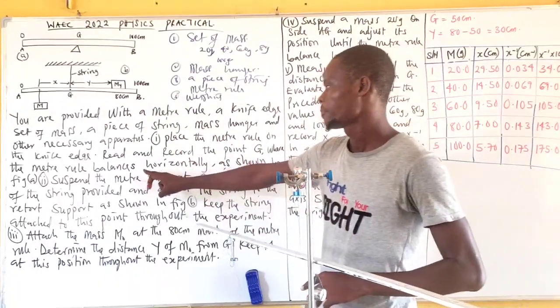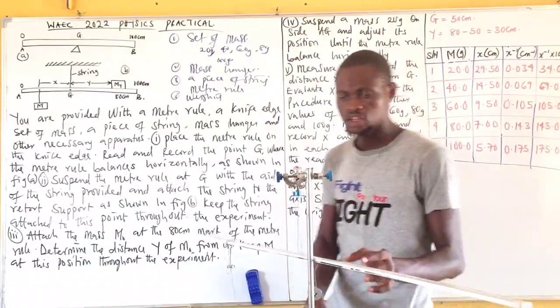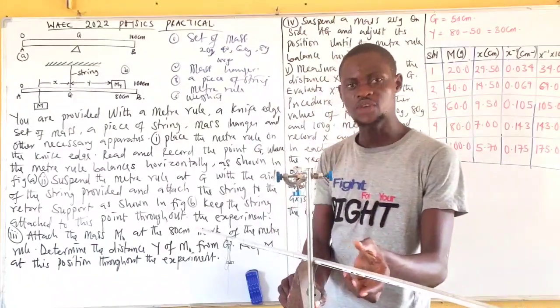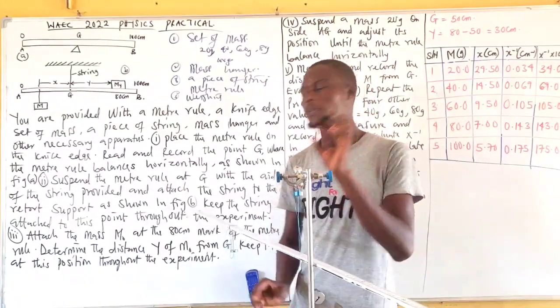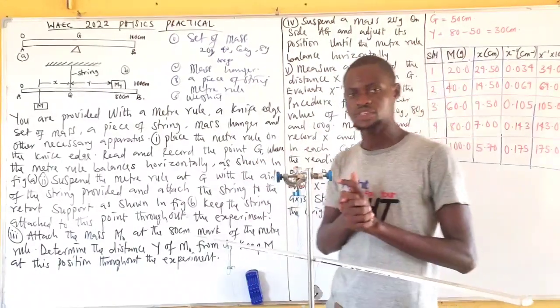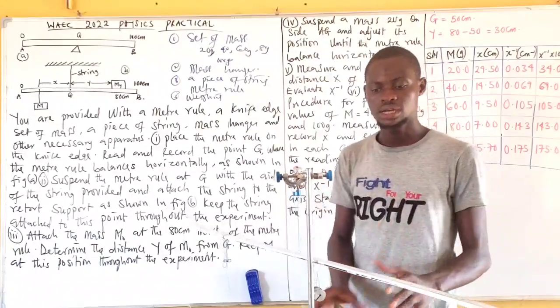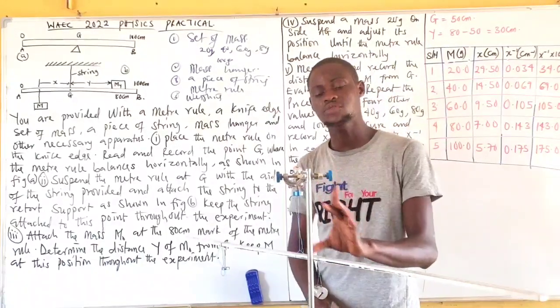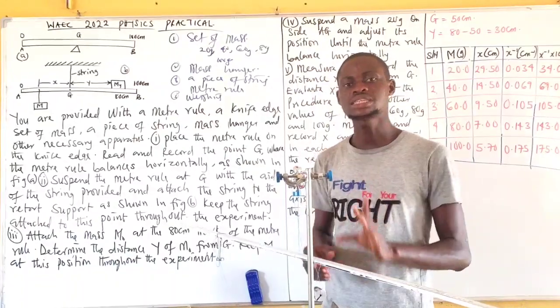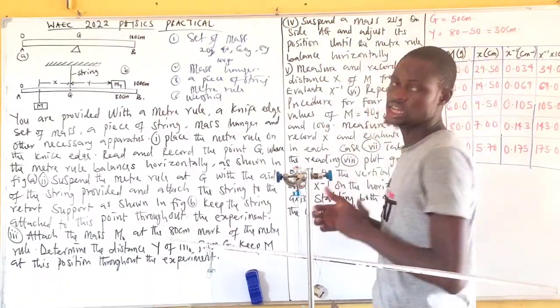Then, the next thing, read and record the point G. That is the first step. Take your meter rule, place it on the knife edge, read and record the point G. This point G simply means the point of center of gravity. Now, determine the center of gravity first. When I read and record the center of gravity of this meter rule, I notice that the center of gravity is at the 50 centimeter mark. That is my center of gravity.